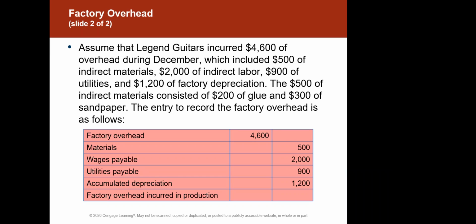So indirect materials is stuff like glue that you can't measure the amount you use on each guitar, or it could be a lot of things, okay? Indirect labor, again, is like the guy cleaning up the factory. Can't apply that to any one job. $900 utilities, $1,200 factory depreciation. Oh, this tells us that their indirect materials were glue and sandpaper. So here's all their overhead, $4,600.